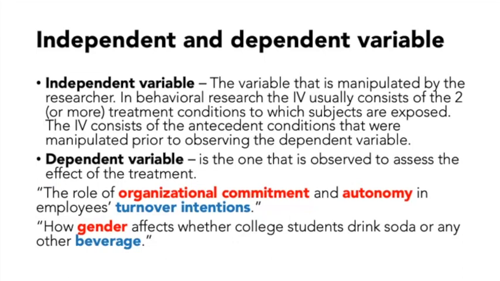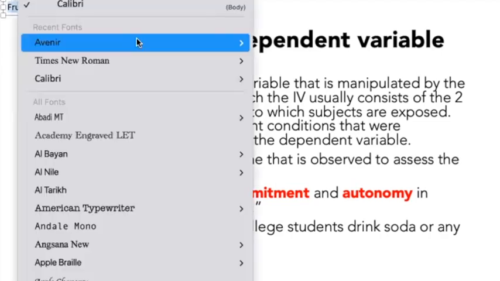Now, let's try to get an example here. Let's say there's a researcher, and this researcher is interested in finding whether frustration could make people aggressive. Okay, so this is the particular research this person is interested in finding.